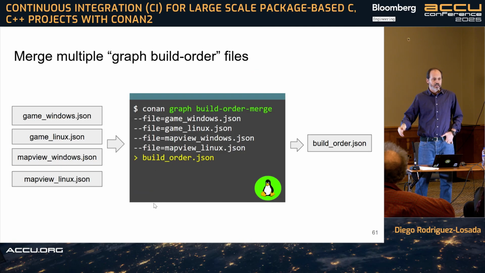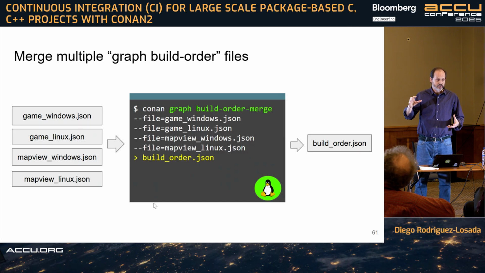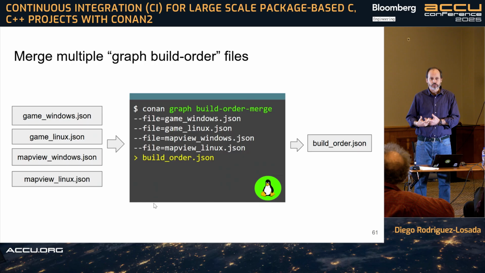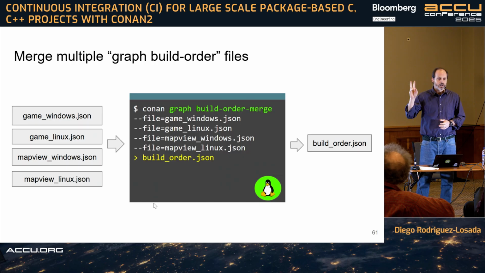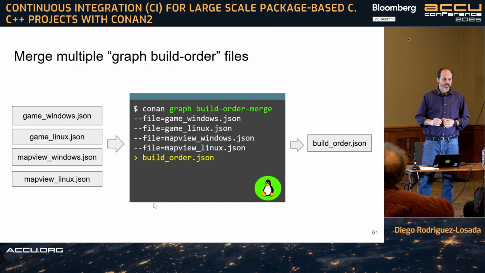So basically, these 4 different files, or n different files, we can aggregate them with a graph build order merge, which means, hey, take all the things that I need to build and aggregate them into a single file. This is another very common mistake in CI. If you try simple parallelization of game and map view in parallel, and they have some common dependency that needs to be built, you are going to build that common dependency twice.